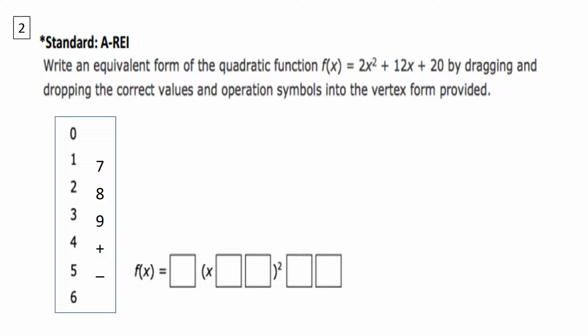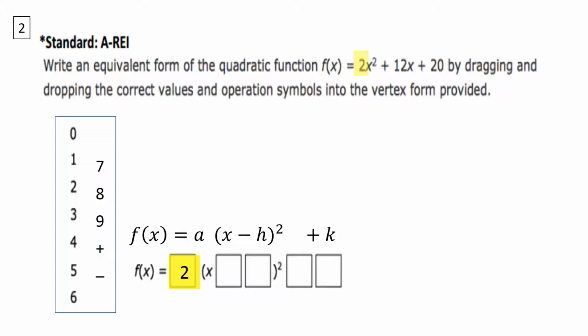All right, next up, we've got to change from standard form into vertex form. Well, vertex form we know is f of x equals a times x minus h squared plus k, where h and k are the x and y coordinates of your vertex. But a is consistent across all forms of a quadratic, which means whether it's standard, vertex, or factored form, a is a. In this case we start out with a 2, so our vertex form is going to start out with a 2.